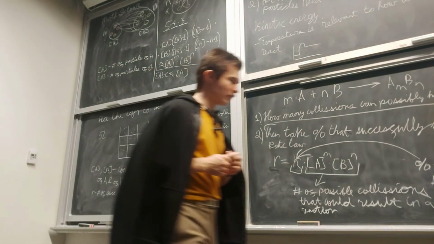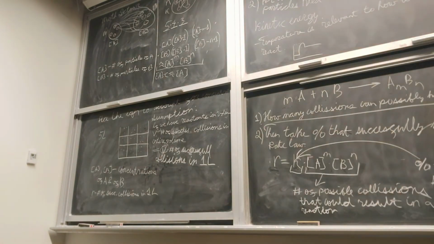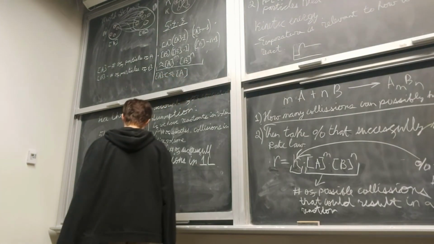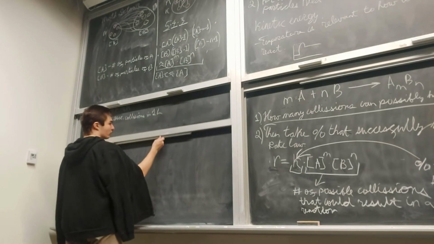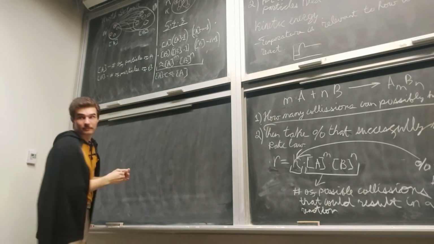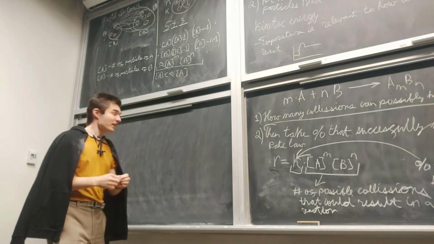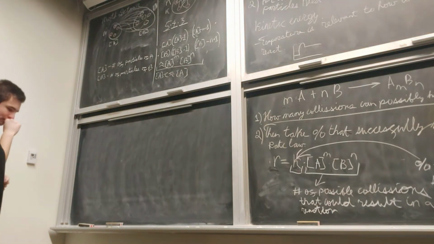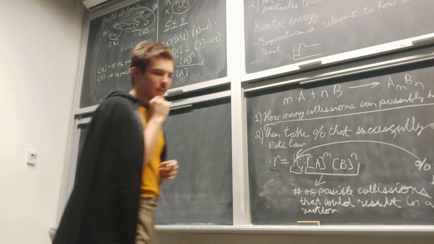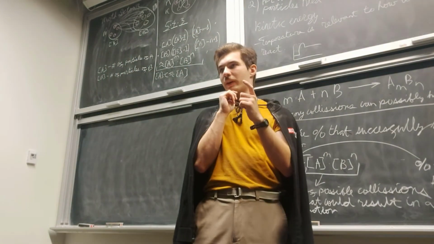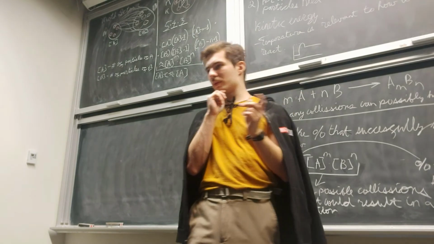Okay, number of collisions in 1 liter. Now, what exactly does the fact that this is collisions in a liter mean about graphs? Never mind, sorry, go ahead. Okay, so what does this mean about the actual physical situation, that it's now the rate of reaction per liter?